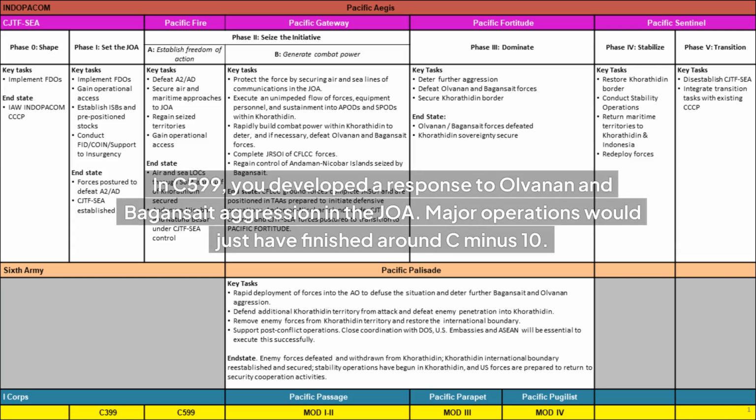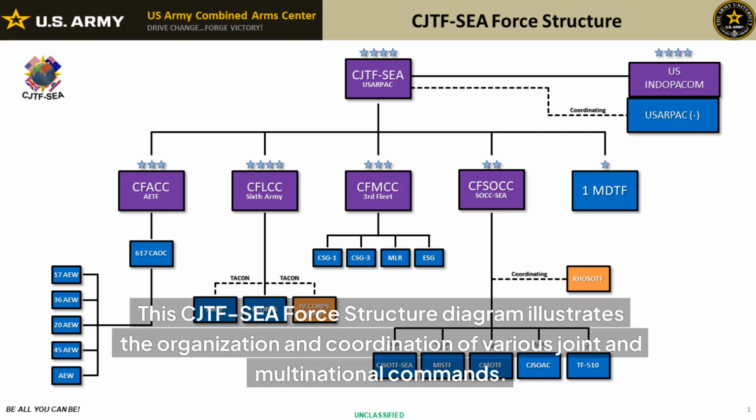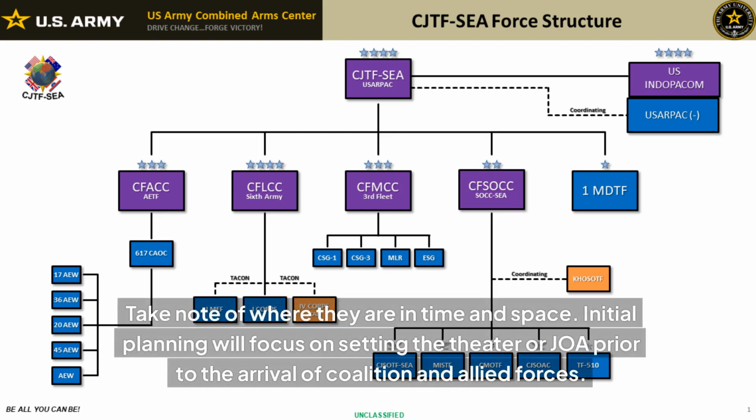In C599, you developed a response to Ulvanin and Bagansight aggression in the JOA. Major operations would just have finished around C-10. Familiarize yourself with the overall campaign architecture. This chart illustrates the nesting of Pacific Aegis, Pacific Palisade, and AOC modules. This CJTFEC force structure diagram illustrates the organization and coordination of various joint and multinational commands. Take note of where they are in time and space.